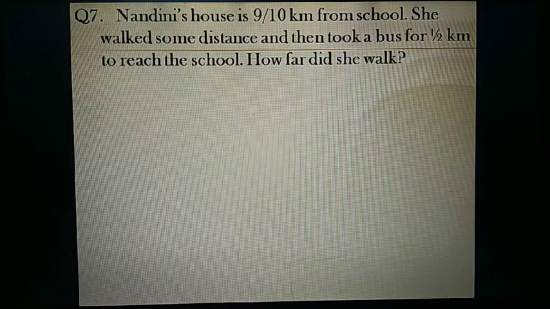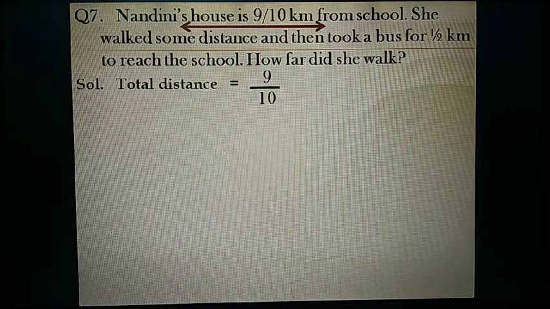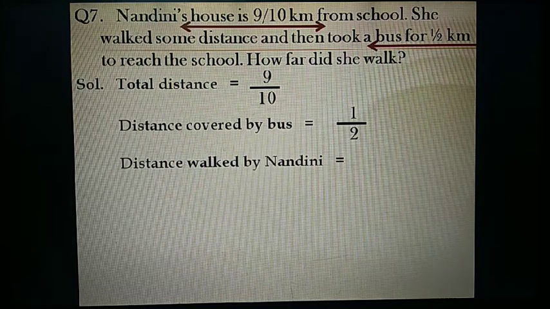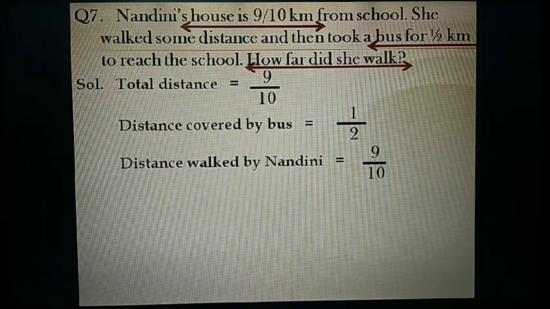Nandini's house is 9 by 10 kilometer from school. She walked some distance and then took a bus for half kilometer to reach the school. How far did she walk? So here total distance is 9 by 10 kilometer. And she covered half kilometer by bus. Now we have to find how much she covered on foot. So we will subtract 1 by 2 from 9 by 10.